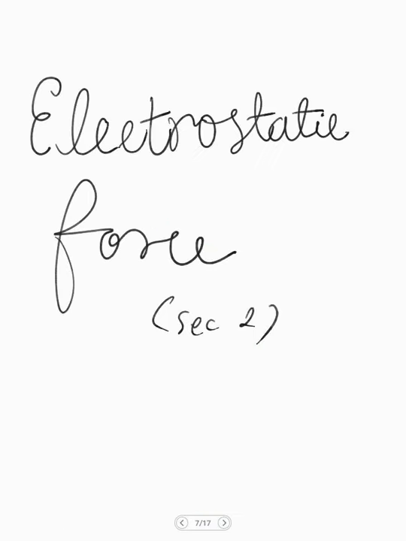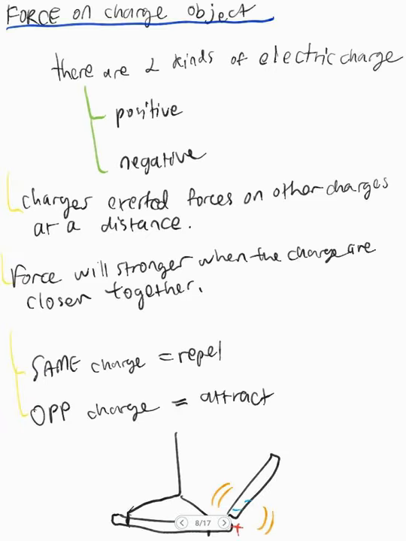Now to section 2 of this chapter, which is the electrostatic force. Let's get started with the force on charged objects. There are two kinds of electric charge, the positive and negative, which we already mentioned before. The charge exerts force on the other charge at a distance, and the force will be stronger when the charges are closer together. The same charge will repel and the opposite charge will attract.